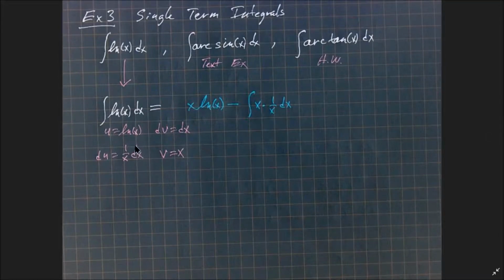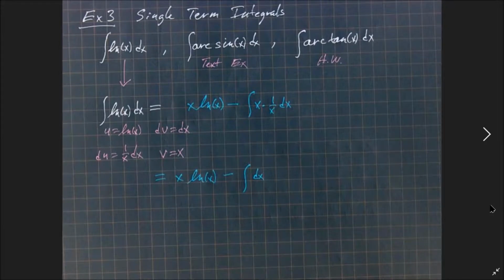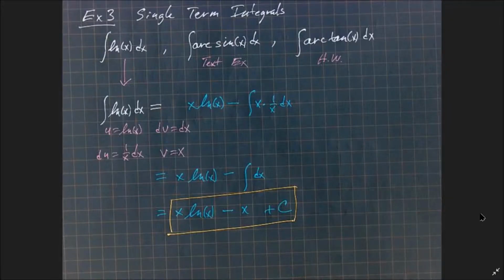So natural log of x times x minus x times 1 over x dx. Just simplify that real quick, and then the antiderivative of dx is x plus our constant of integration. And now you too know how to do the antiderivative of the natural log of x. And I think you will agree with me that that is not simpler than the natural log of x.